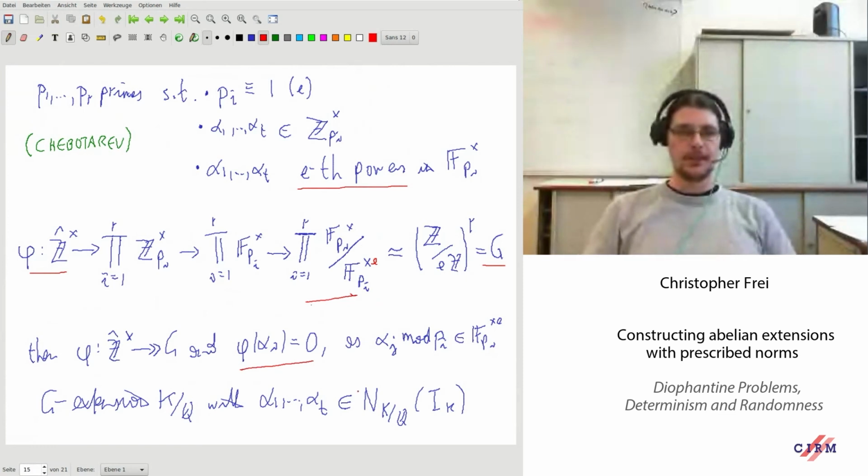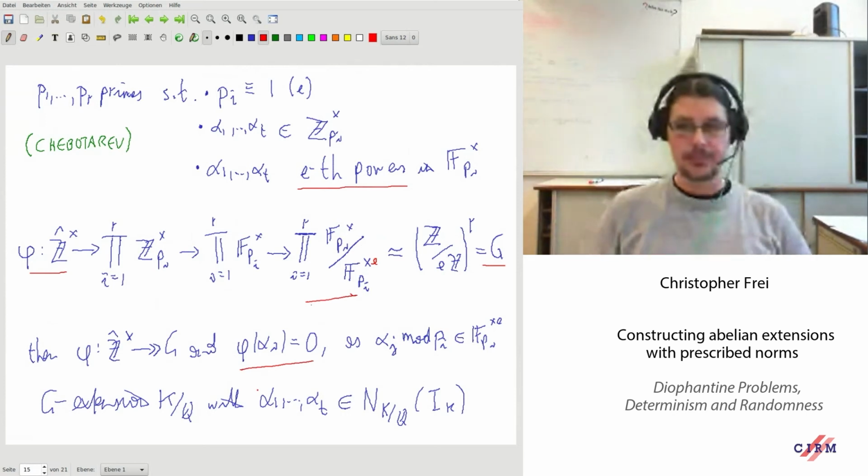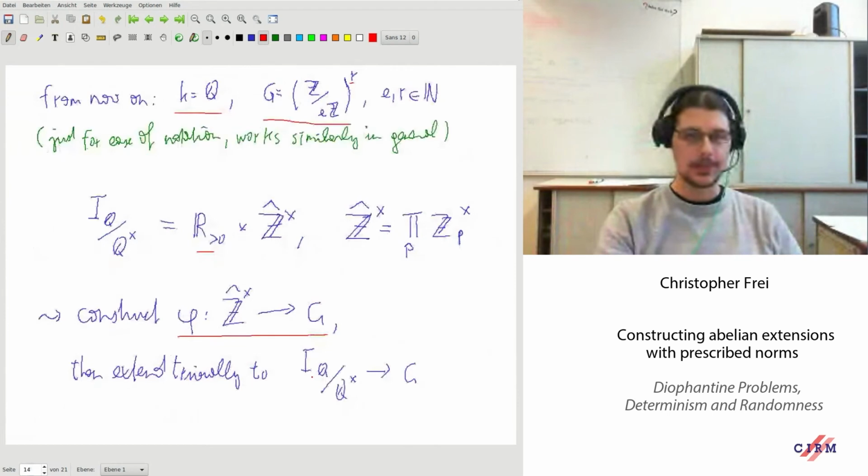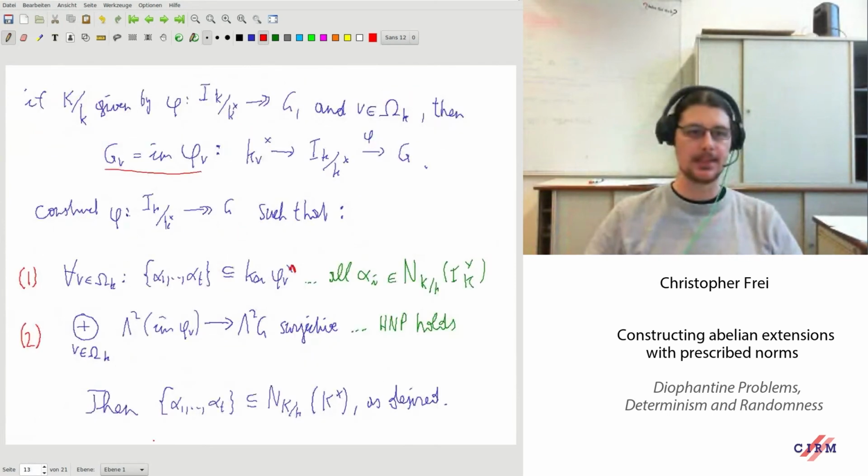Okay, so what does this give me? I have this surjective map. This gives me an extension with Galois group G of Q. So a G-extension K of Q. And all the alphas are norms of ideles. So everywhere local norms. So what's missing is how I make them global norms via the Hasse principle. So now I need to take a look at how to implement this second part here, its criterion for the Hasse principle.